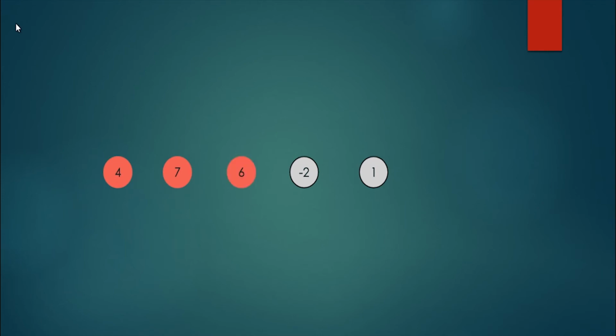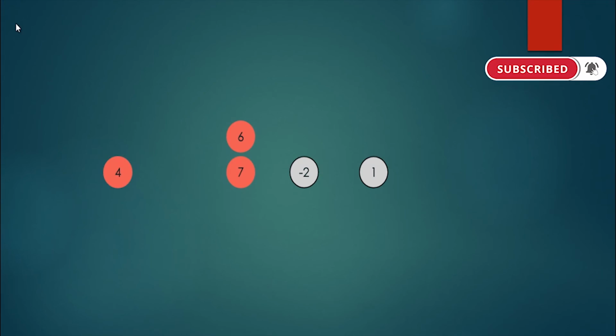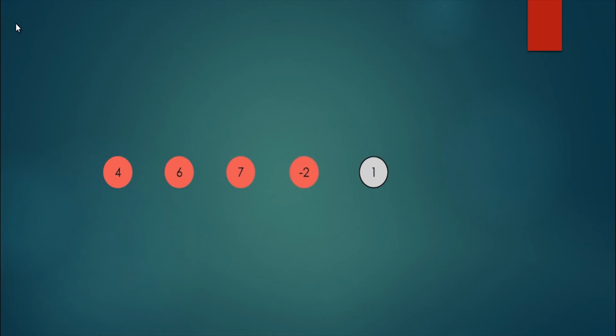We hop to the next one, which is 6, and we keep comparing it with all its leftmost neighbors, so 7 and 4. We come to the conclusion that 6 is less than 7, so we swap the positions, and we keep comparing. 6 is greater than 4, so we just leave it there. We keep hopping to the next item, -2. -2 is less than 7, it is less than 6, it is less than 4. So as you can see, in this situation there's lots of shifting.